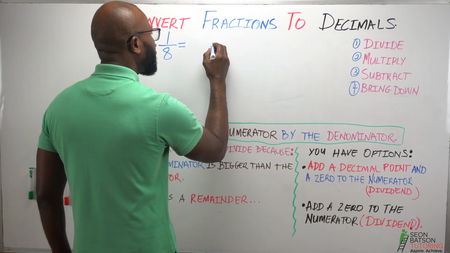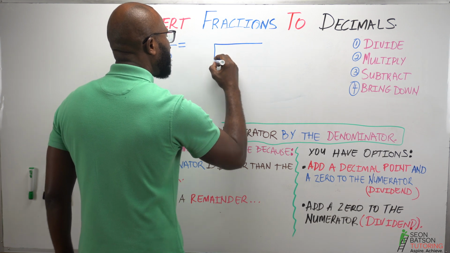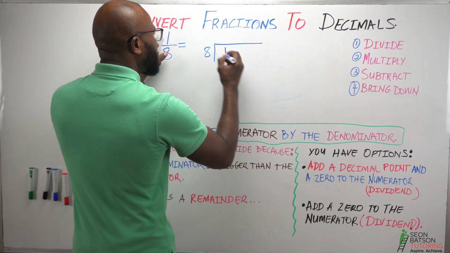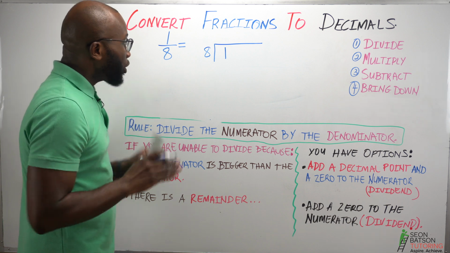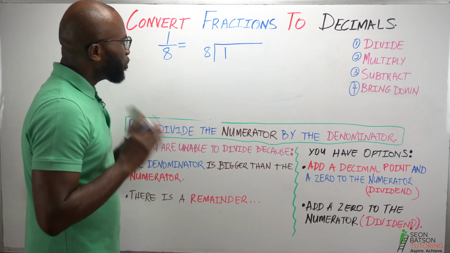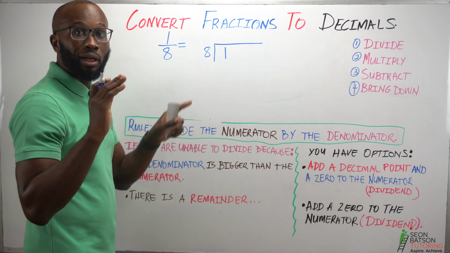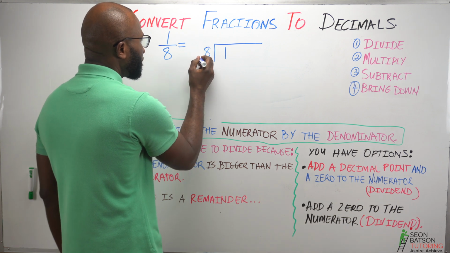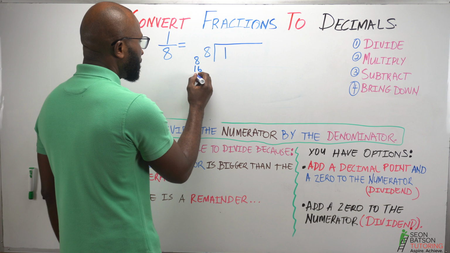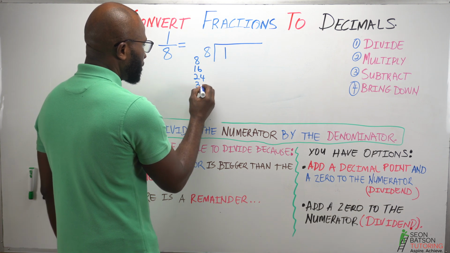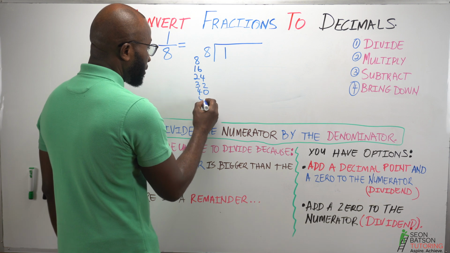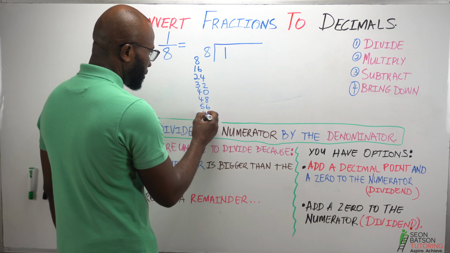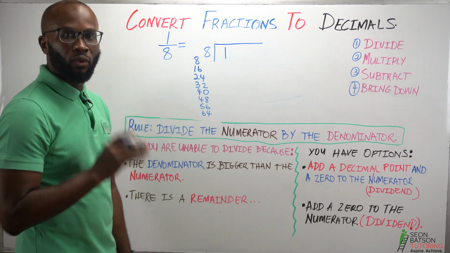So, let us set up our problem. The denominator always goes outside and the numerator goes inside. Yes? Before you begin dividing, like always, if you want to, you can list the multiples of the denominator to help you. So let's list the multiples of 8. The multiples of 8 are 8, 16, 24, 32, 40, 48, 56, 64. We can stop there, yes?